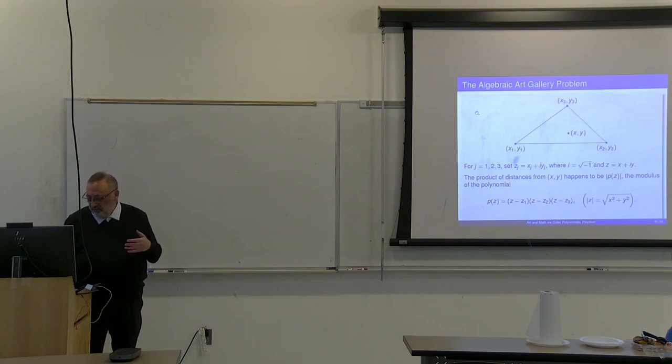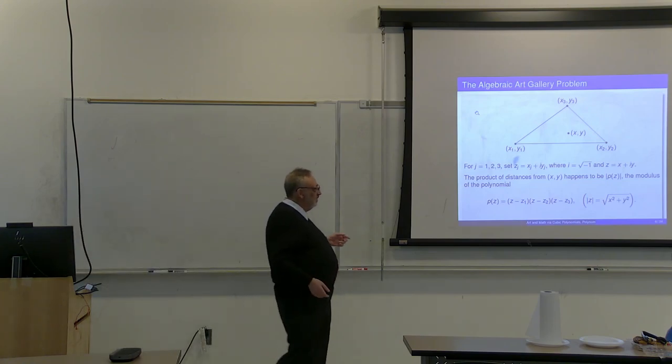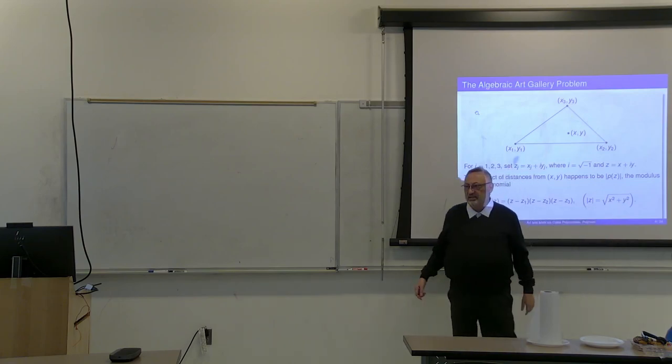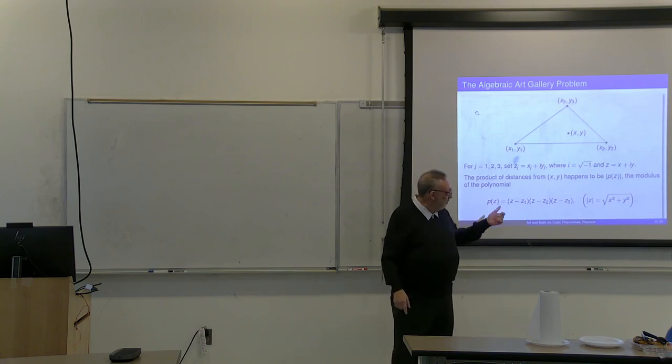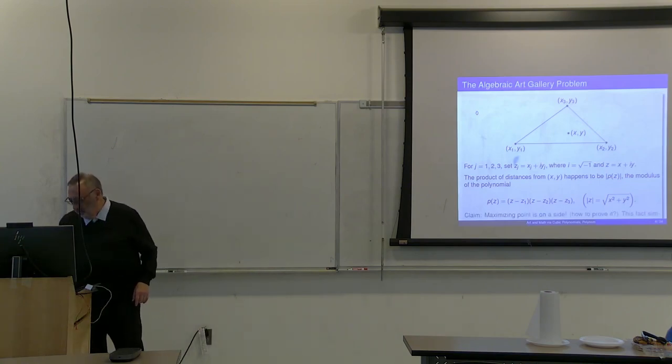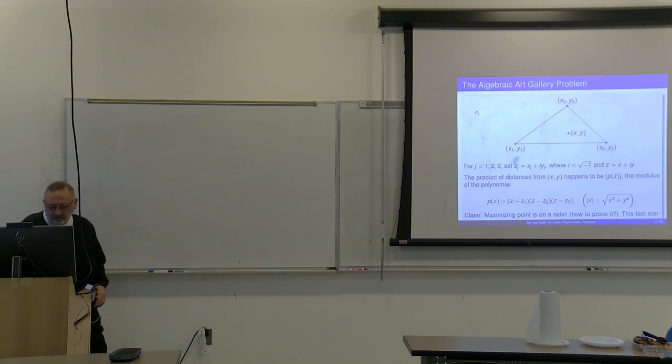And the question is, we want to maximize the modulus of this polynomial. What is the modulus of a complex number z, written with an absolute value sign? It's simply the distance, the square root of x squared plus y squared. So at each z you get a number, and we can talk about the modulus. And now the question is, where is the maximum point? And as we shall see later, this maximum point is the point that maximizes the modulus of this polynomial over the triangle.